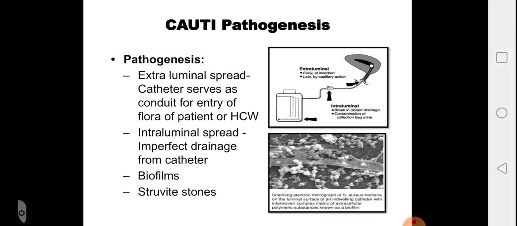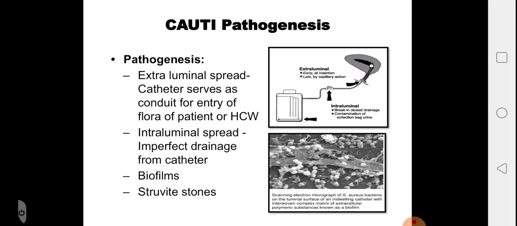Or the flora on the hands of healthcare workers, or by performing inappropriate technique, the bacteria through the hands of healthcare workers might sit on the catheter and may be introduced into the bladder. Next is the intraluminal spread, which happens when the drainage bag is not emptied properly, or there is some break in the closed drainage system which causes reflux of contaminated urine into the bladder.